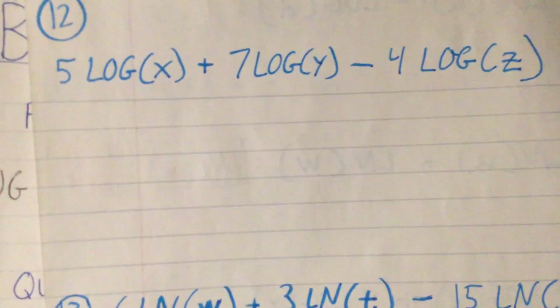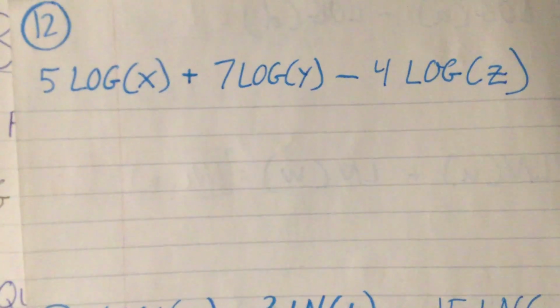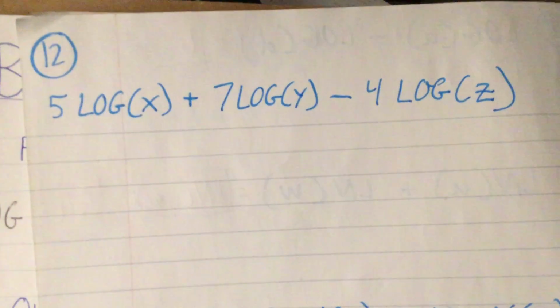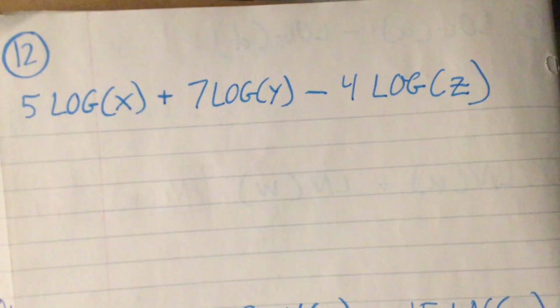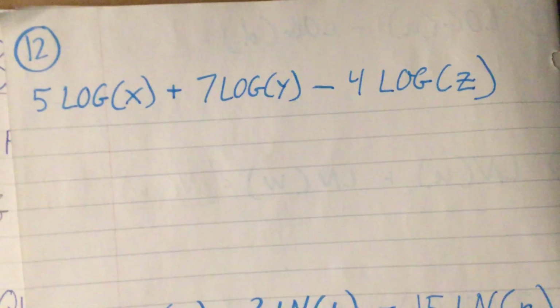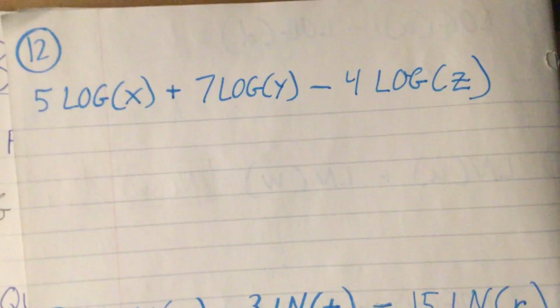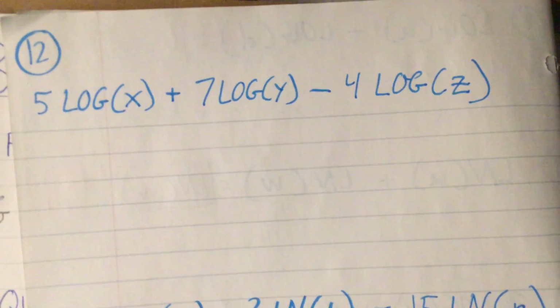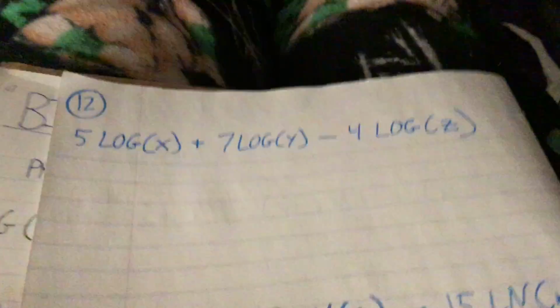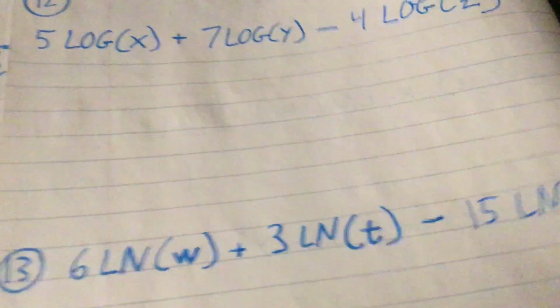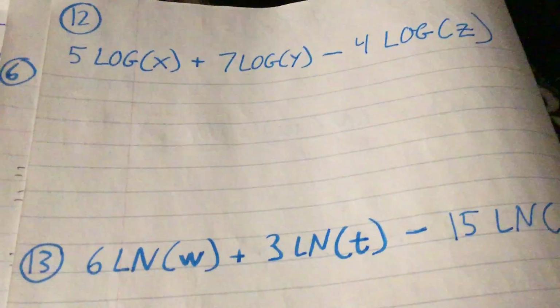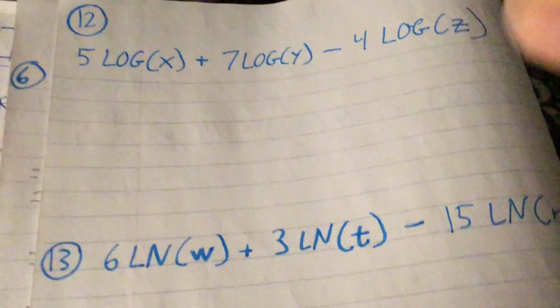5 log of x plus 7 log of y minus 4 log of z. Ooh, this is a tough one. What's my first move? To condense this into one neat little logarithm. Okay, so now that I've got 5 log of x plus 7 log of y minus 4 log of z, I can make the factors out in front become exponents inside.